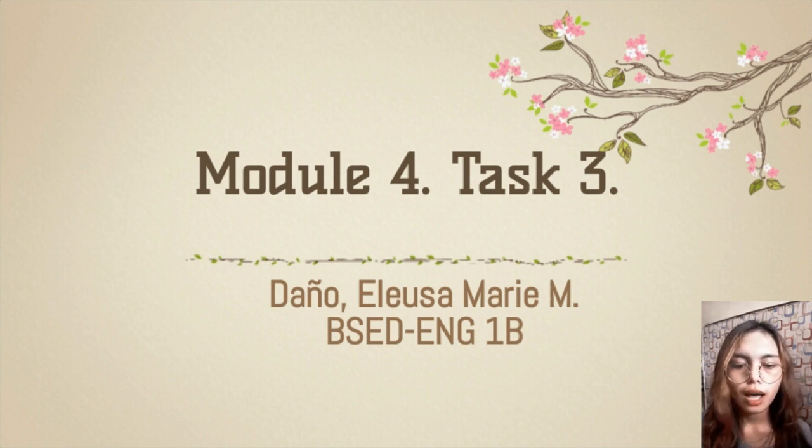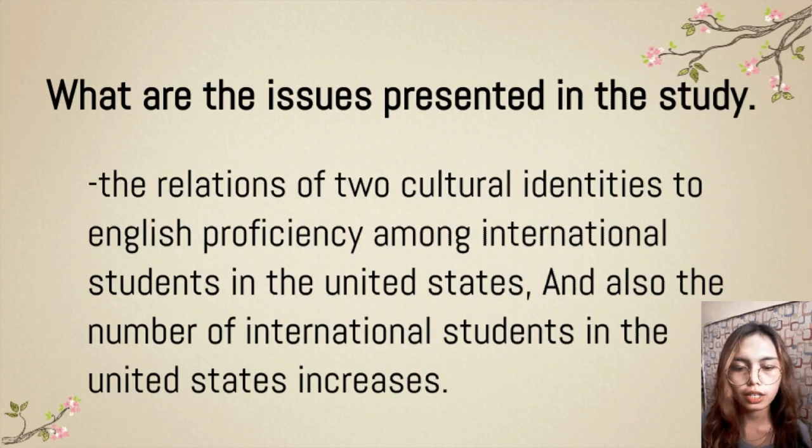For this video, I have 6 questions to answer. First question, what are the issues presented in the study? So the issues presented is the relations of two cultural identities to English proficiency among international students in the United States, and also the number of international students in the United States increases.